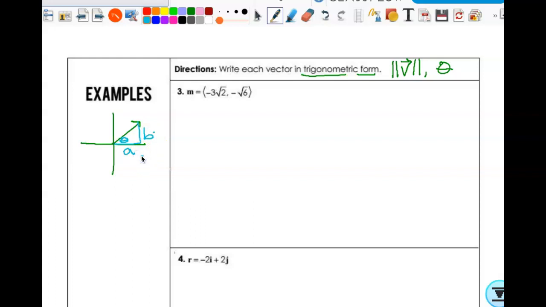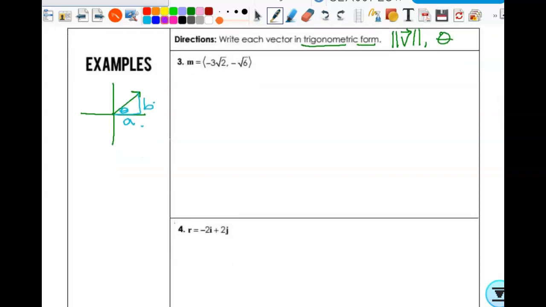It's the same thing we've been doing over and over again, whether we're talking about the unit circle or we're talking about polar form or we're doing vectors. It's all the same stuff, all ties back to the unit circle. So I need to find the magnitude and theta in order to write it in trig form. So the magnitude of m is just the square root of a squared plus b squared. So that's negative 3 square root of 2 squared plus the square root of 6. I'm sorry, negative square root of 6.